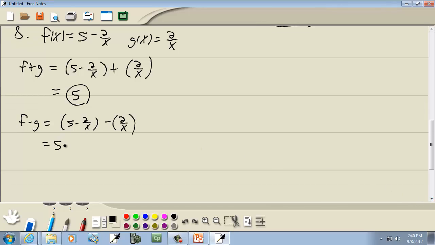Well, the first set of parentheses doesn't do anything. The second set of parentheses, though, that negative out in front flips the sign of 2 over x. So it becomes negative 2 over x. Now, negative 2 over x is negative 4 over x.